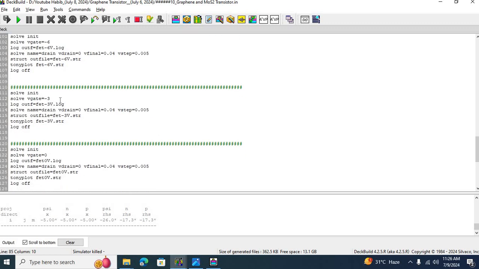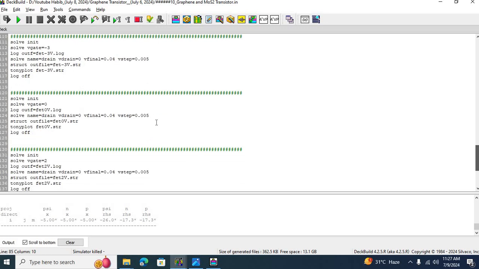Later I fixed the gate voltage to minus 3 volts, and once again I'm running a sweep for the drain voltage. And then later I set the gate voltage to 0 volts and then to 2 volts. So basically I want to look at the drain current versus drain voltage at 4 different gate voltages. These gate voltages are minus 6 volts, minus 3, 0, and 2 volts.